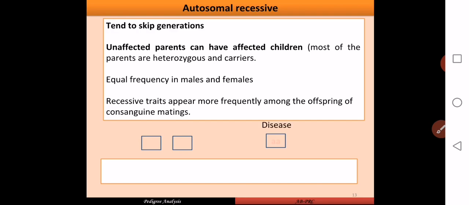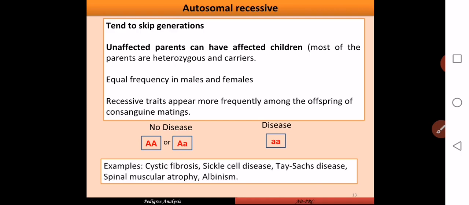The disease condition, of course, will have small a as the genotype, and a healthy individual will be either capital A capital A, who is completely healthy and not even a carrier. But it could also be capital A, small a. In that situation, the individual is a carrier. And in most cases, this will be the condition.